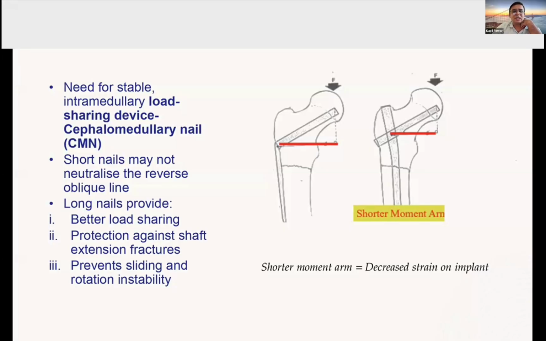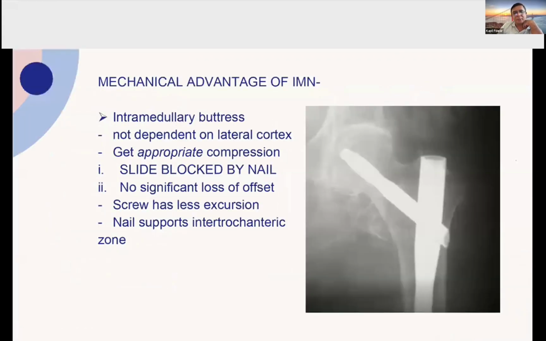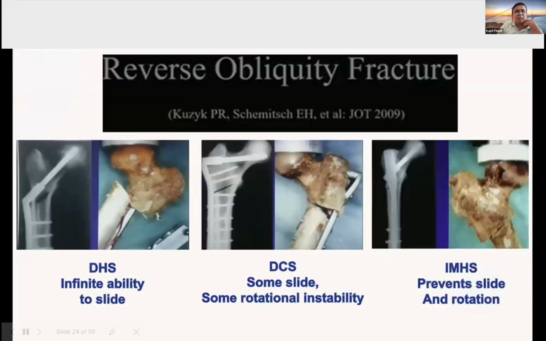So why nail? Because they are load sharing implants, they are intramedullary implants, with a shorter moment arm from the load bearing side, and they prevent both sliding and rotational instability. So this medial displacement is stopped many times just by the size of a nail. Because of this thick proximal portion of a nail, the neck and head fragment cannot slide beyond a certain extent, and the screw has less excursion.